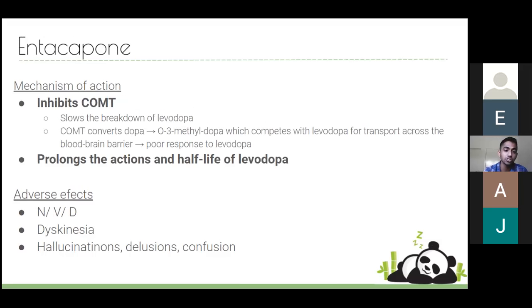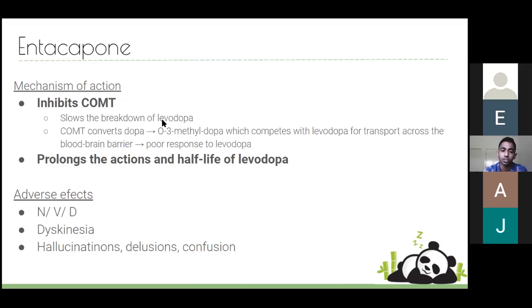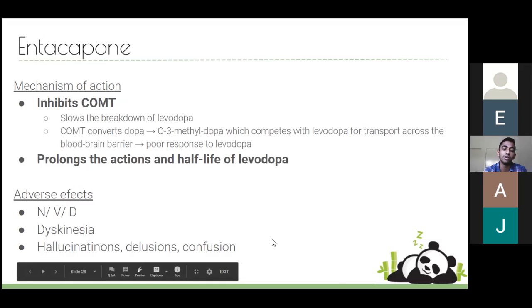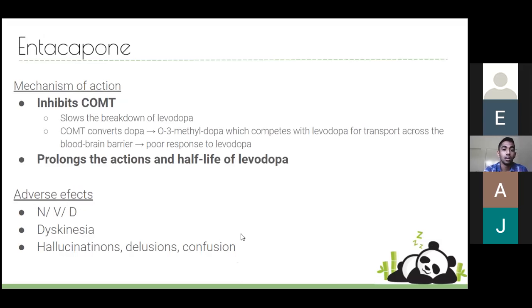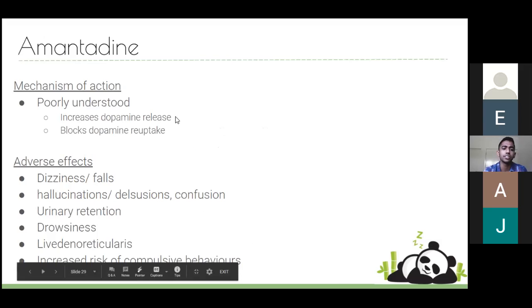Then we've got entacapone. So this is inhibiting COMT, and it's going to mainly be used with levodopa. It's going to slow the breakdown of levodopa and prolong its action and half-life. Again, similar adverse effects with nausea, vomiting, dyskinesias, and brain stuff. Cool. Amantadine, we don't really know how it works, but it's just going to increase our dopamine and block reuptake. You get a bunch of different side effects. Probably the most important one, sorry, that's meant to say livedo reticularis. It's basically like a skin rash that you get.